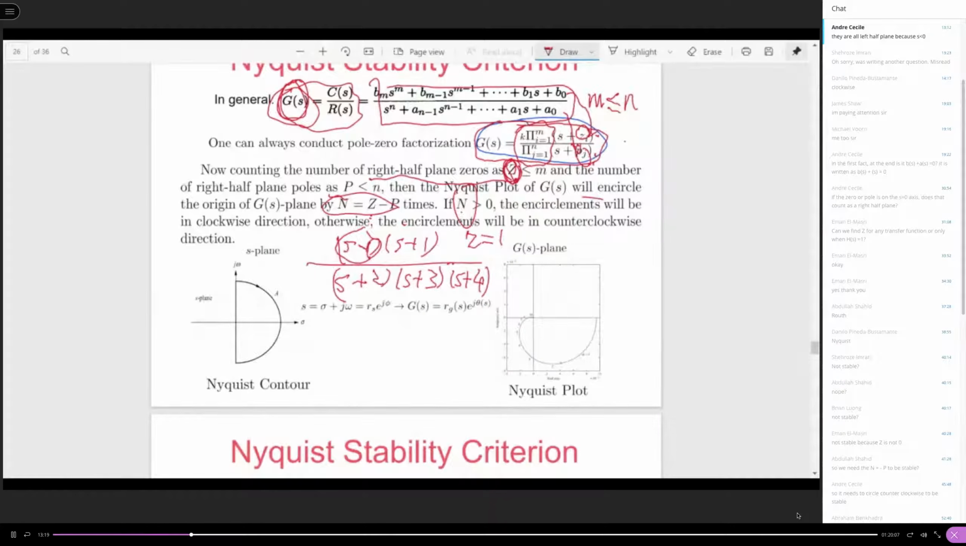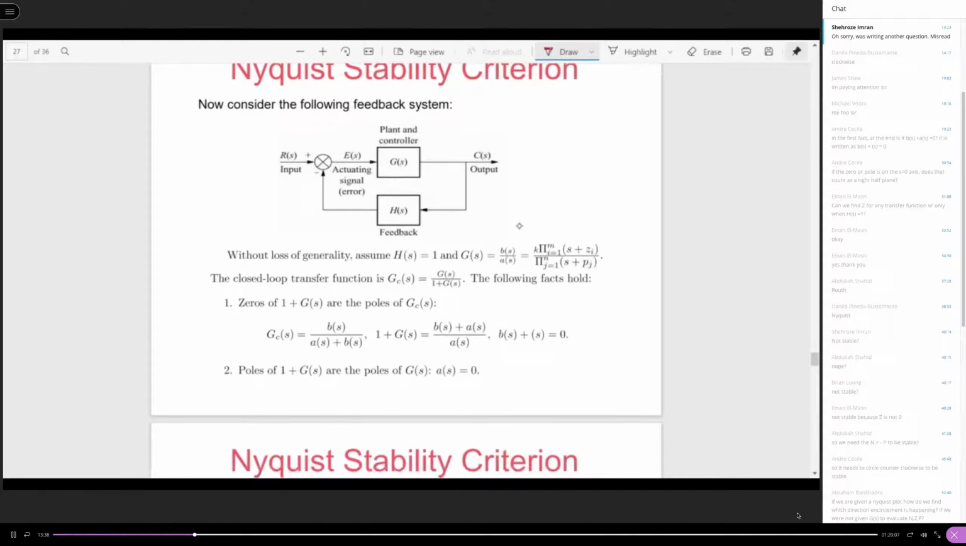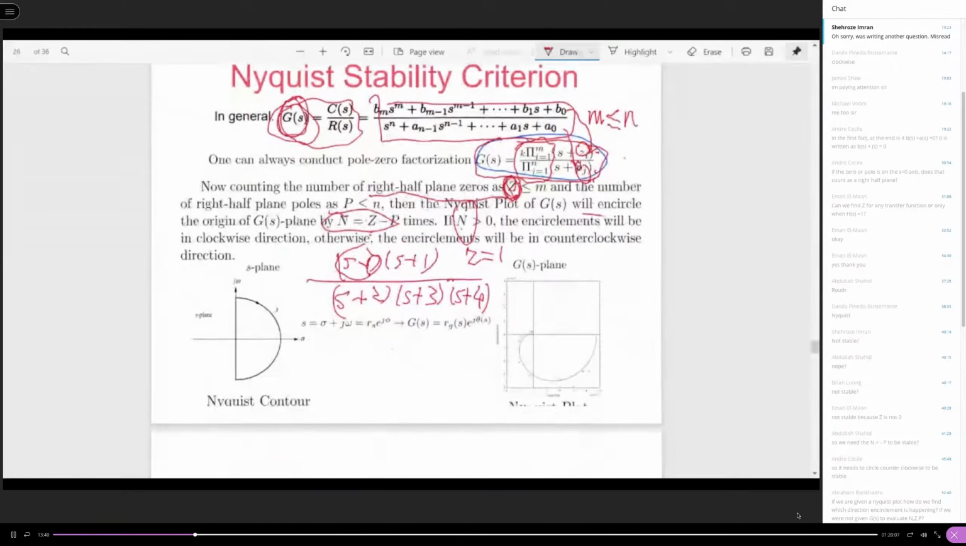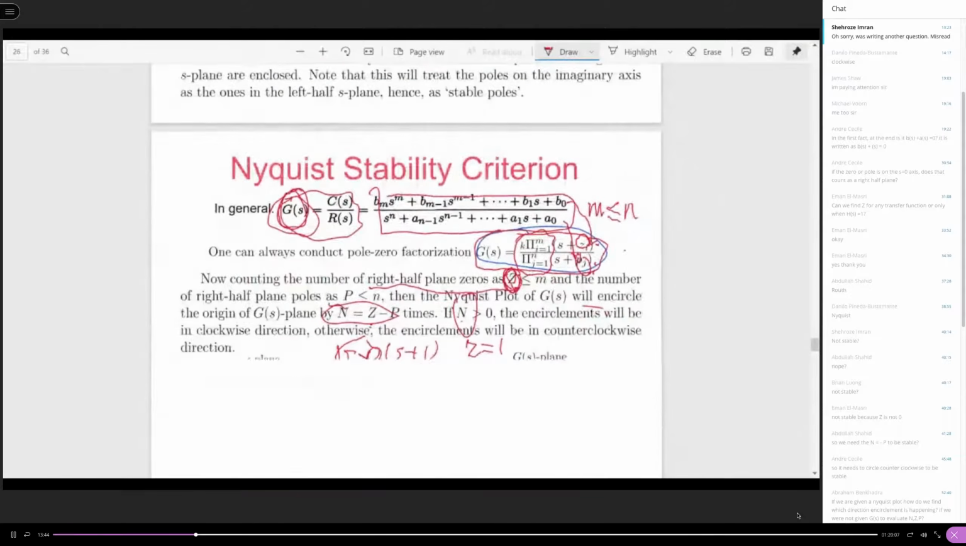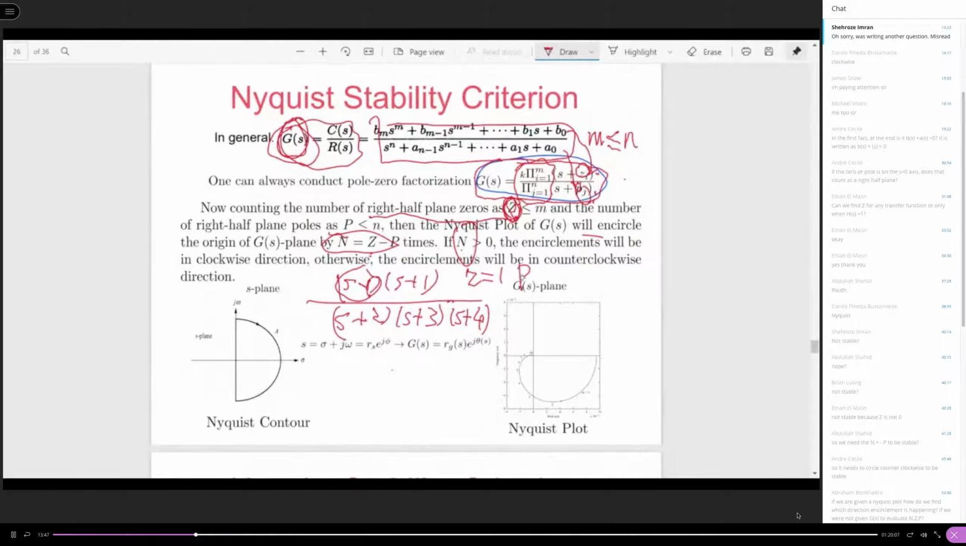They are all left half plane, right? Yeah, you see, they're all left half plane. This transfer function has 3 poles at -2, -3, and -4. They're all in the left half plane, so there are no right half plane poles. So P is going to be equal to 0.